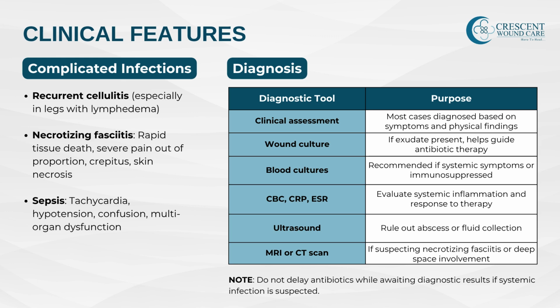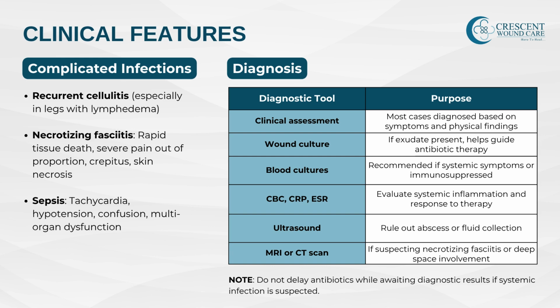However, if the wound has exudate or pus, a wound swab for culture and sensitivity can guide antibiotic choices. In patients showing signs of systemic illness, like fever or chills, or those who are immunocompromised, blood cultures become crucial. They help identify if the infection has spread to the bloodstream. We also rely on basic laboratory tests like CBC, complete blood count, to check for elevated white blood cells, CRP, C-reactive protein, and ESR, erythrocyte sedimentation rate, to monitor inflammation levels.